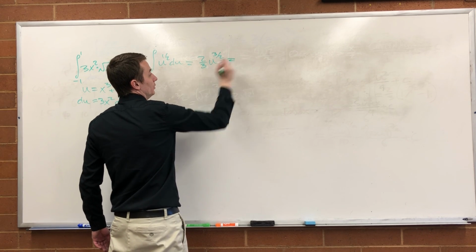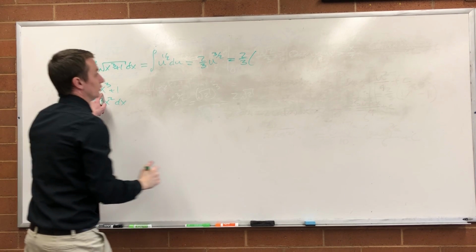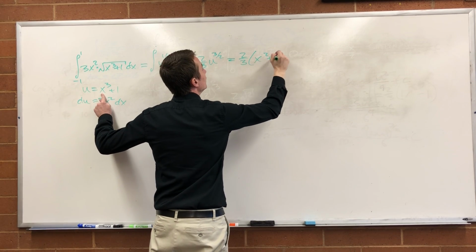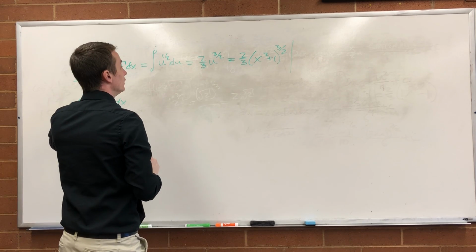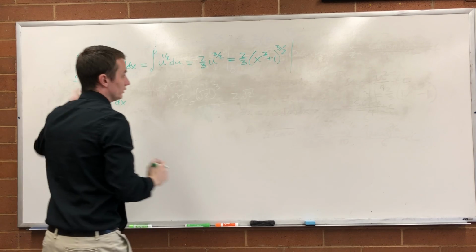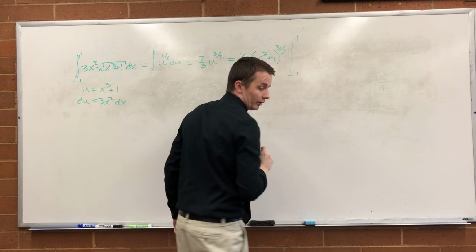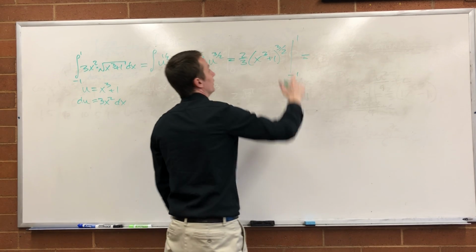Which is equal to 2/3 times x cubed plus 1 to the 3/2. And now we evaluate this for negative 1 to 1, going back to our bounds of integration. When we plug in 1, what do we get?